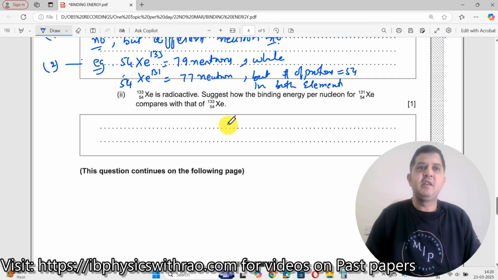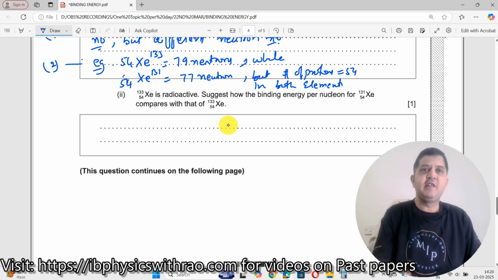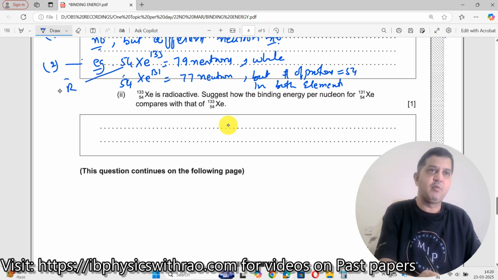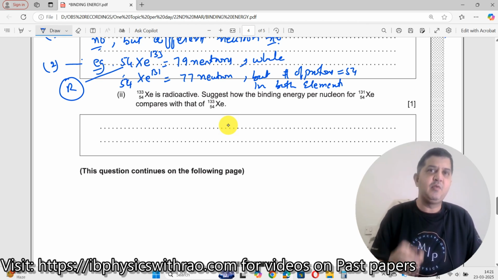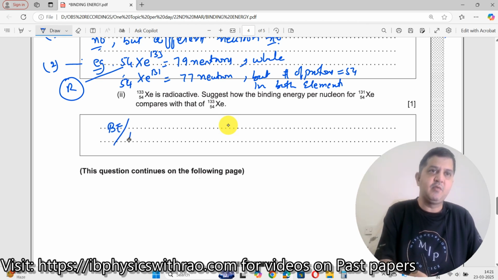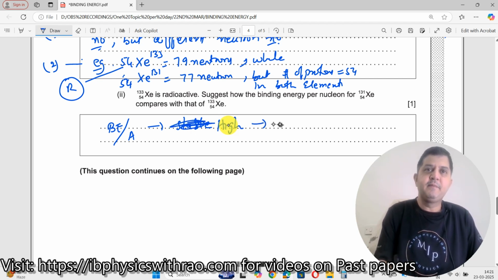Next, xenon 54 133 is radioactive. I'll write this as RO. Suggest how the binding energy per nucleon for 131 xenon compares with that of the 133 xenon. So compare the binding energy per nucleon. What is binding energy per nucleon? If binding energy per nucleon is higher, what does it tell you? It tells you it is a highly stable element. And if it is low, it is less stable.